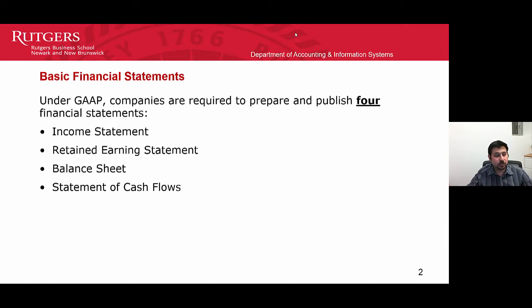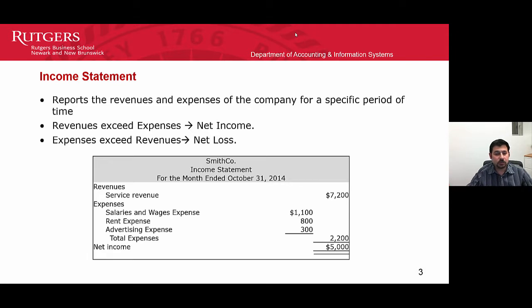Most of the time we'll be talking about the first 3 of them. The last one, statement of cash flows, we will be discussing that in details in a later chapter during the semester. So to start, the first one that we always start with is the income statement. And the income statement reports the success or profitability of the company's operations over a specific period of time.